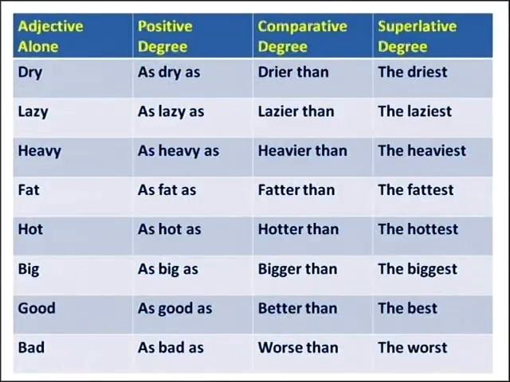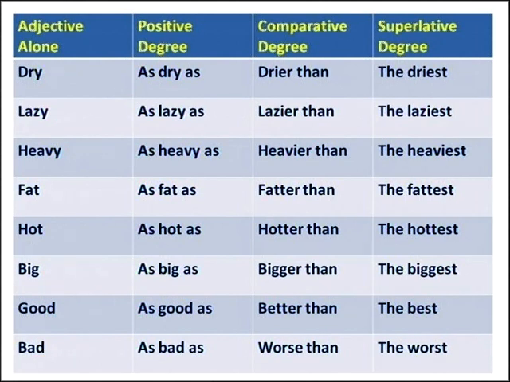Now see this table, children. Here, this is adjective alone, positive degree, comparative degree and superlative degree. Positive degree. When we compare two persons or things that are equal, we use the base form of an adjective. For example, see here, as dry as, as lazy as, as heavy as. Here, the adjectives are used without any change. That's why they are said to be in positive degree.